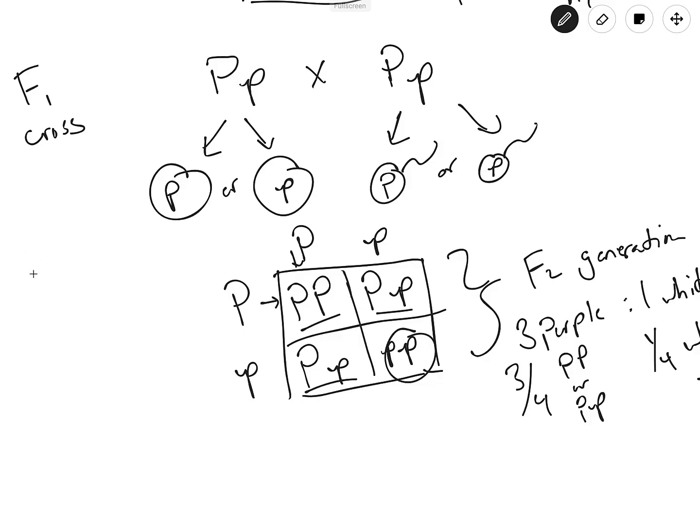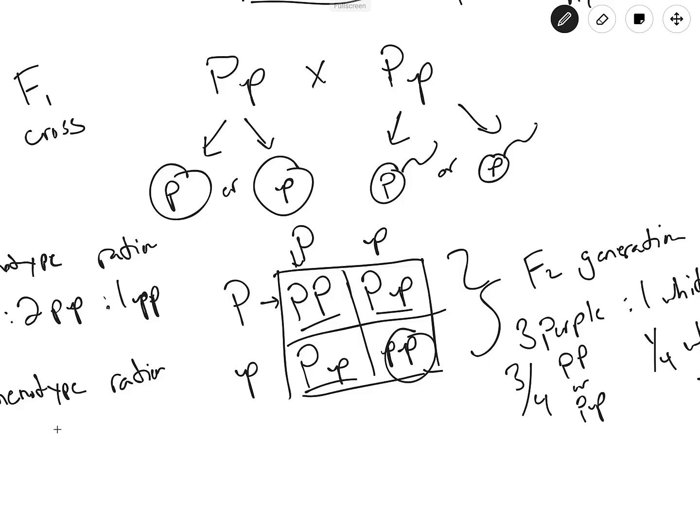Oftentimes we summarize these Punnett squares with the genotype ratio. And a genotype, again, is looking at the alleles, where we have 1 big P, big P for every 2 big P, little p's, for every 1 little p, little p. So this is one way to describe what's happening here. And then the other description we often use is the phenotype ratio, which again, phenotype is the color, where we would have 3 purple for every 1 white.